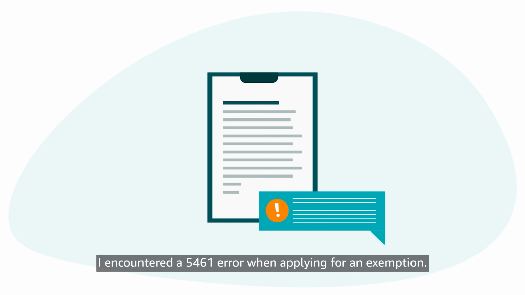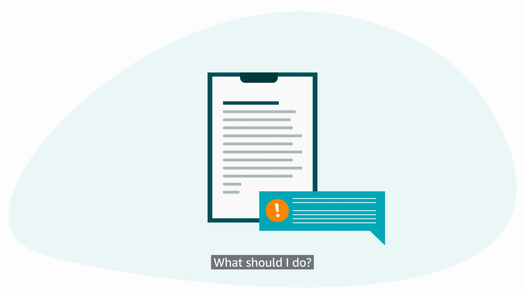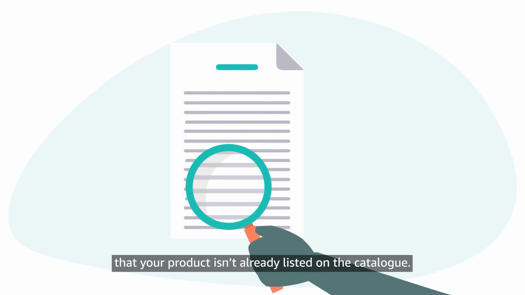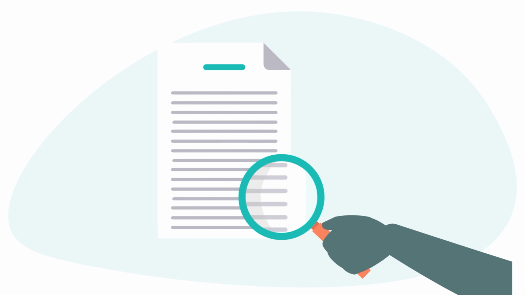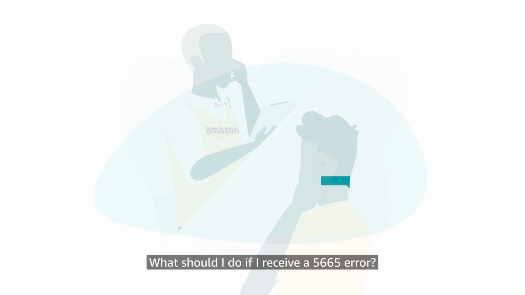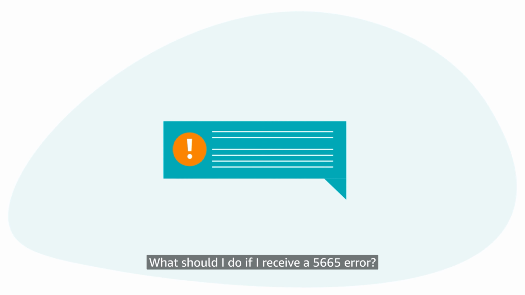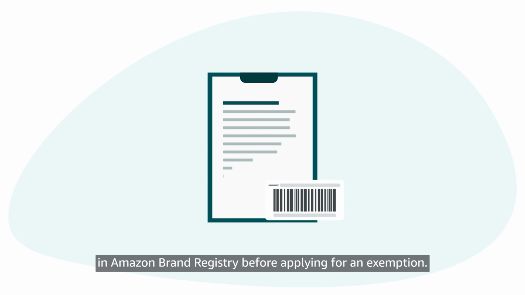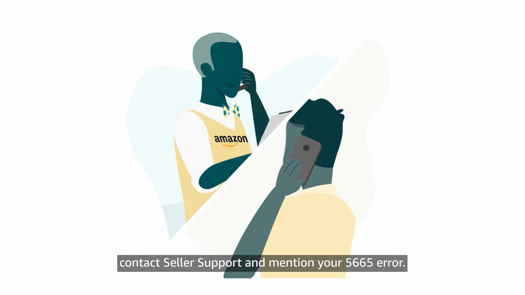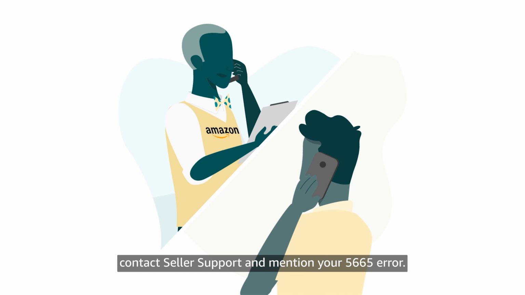I encountered a 5461 error when applying for an exemption. What should I do? First, review the ASIN creation policy and ensure that your product isn't already listed on the catalogue. If you confirm that the ASIN isn't already listed, contact seller support. What should I do if I receive a 5665 error? This error relates to branded products. If you're listing your own branded products, you'll first need to enroll your brand in Amazon Brand Registry before applying for an exemption. If your brand isn't eligible for Amazon Brand Registry, contact seller support and mention your 5665 error.